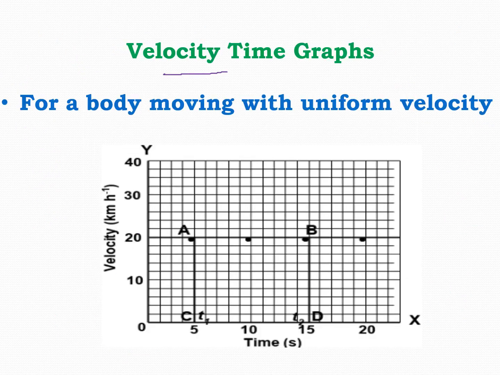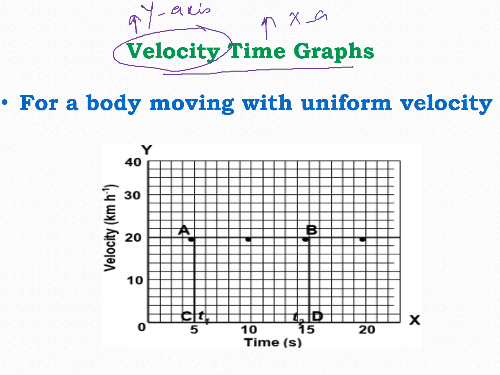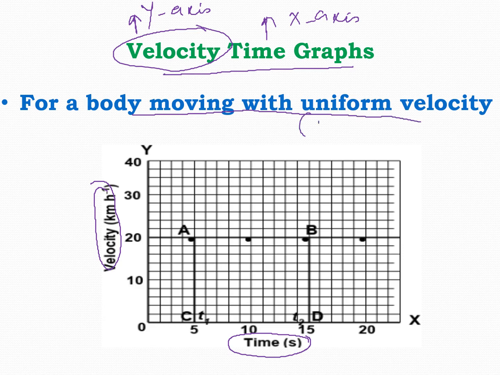Third is the velocity time graph. Velocity time graph means velocity will be on the y-axis and time will be on the x-axis. That's how they have plotted. We have the time on the x-axis and the velocity on the y-axis. So for a body moving with uniform velocity, again, uniform velocity means velocity is not changing. Uniform means not changing. It is the same as the uniform you people wear in school. So all of you have the same uniform. The word uniform means same.